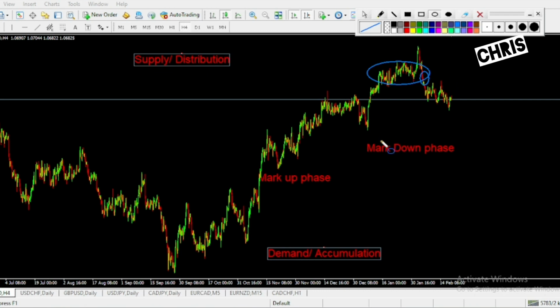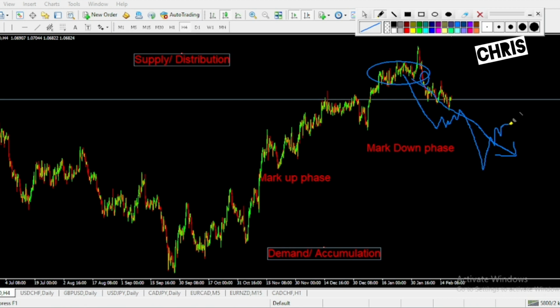Then we go to the markdown and markup. This is the markup. This is the markdown, now going down. It's just the uptrend and the downtrend that we know. Once the distribution is high, here there was a lot of supply, and the market is going down. Now this market will not go down in a straight line. It will form areas of distribution and redistribution.